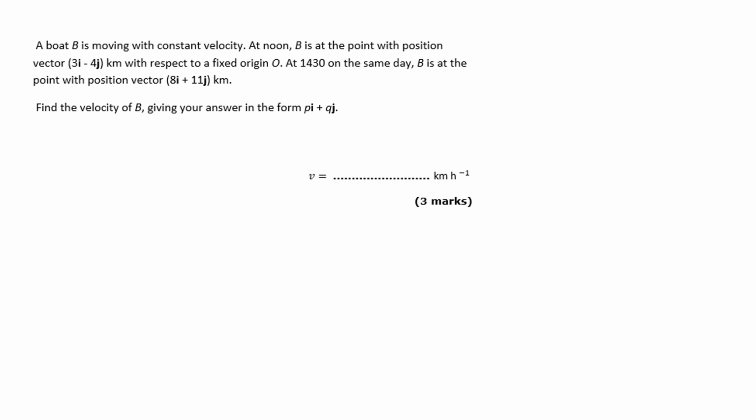So with this question, the key words are that we've got constant velocity. It sets off at noon, and later in the day at 2:30, it has a different position, and we have to find the velocity. So because we're going at constant velocity, then we're just going to use the fact that speed is equal to distance over time.